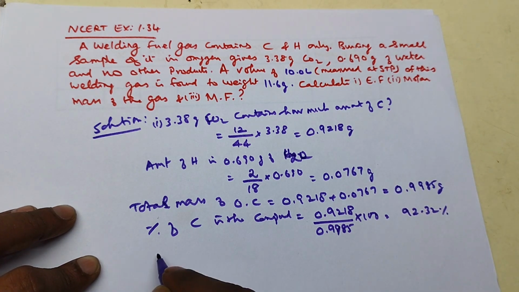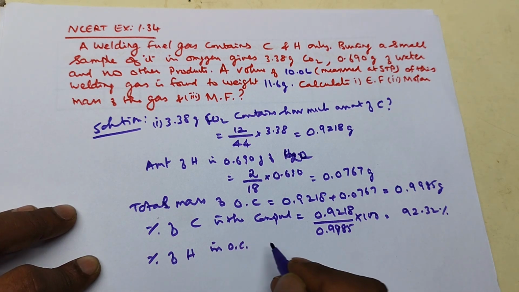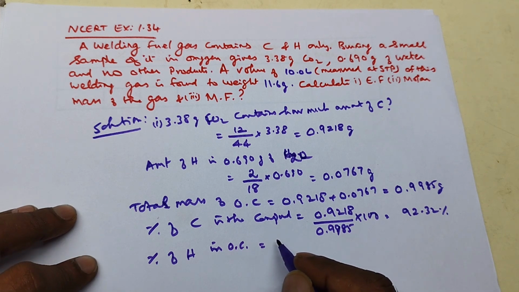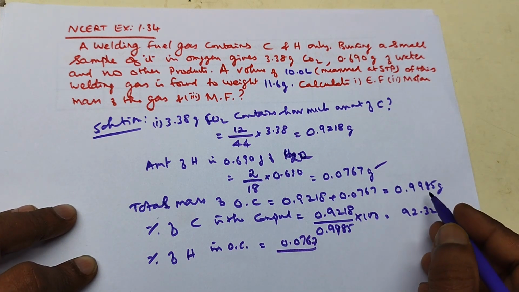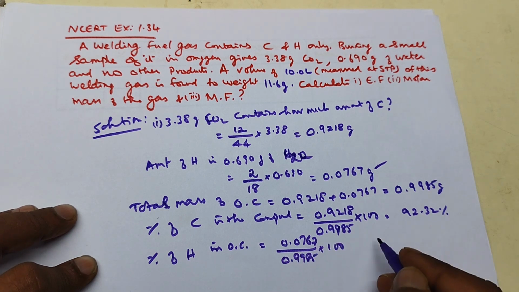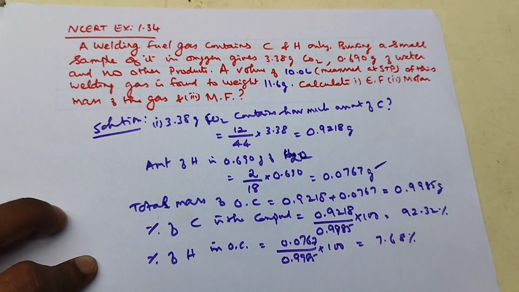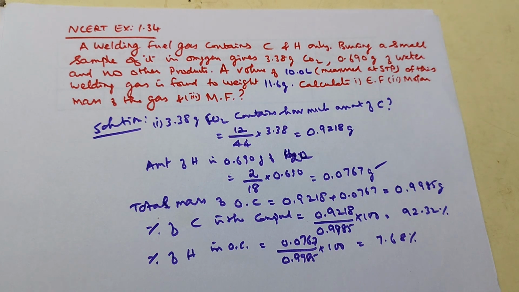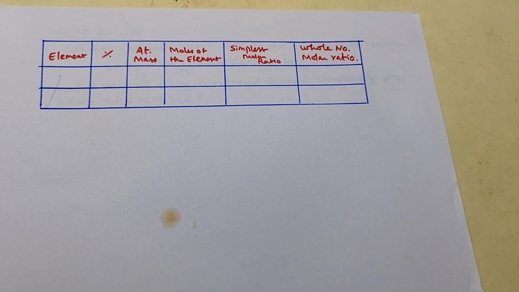Similarly, you can find out for hydrogen in the organic compound. So how can I write this one? You find this value 0.0767 divided by total mass 0.9985, into 100. We are getting a value of 7.68 percent. First you have to calculate the percentage of carbon and hydrogen present in the organic compound. Now the rest of the things are similar to the calculation of empirical formula and molecular formula.